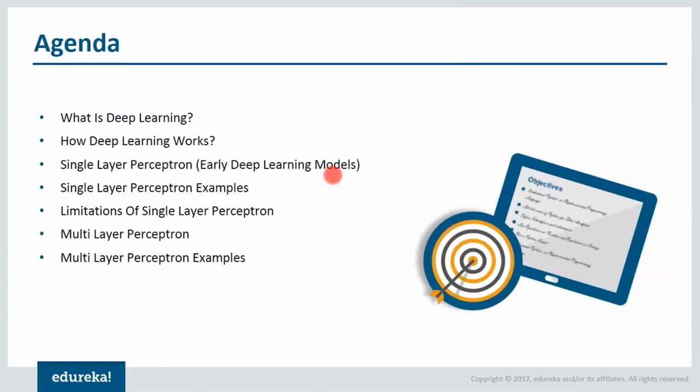Then we'll also understand the limitations of single layer perceptron that led to the evolution of multi-layer perceptron. We'll understand how multi-layer perceptron overcame those limitations, and we'll also look at various examples of multi-layer perceptron. In the beginning, I'll also be talking about the course structure, how the course is structured, what all topics will be covered in what all modules. So I hope you all are clear with the agenda.